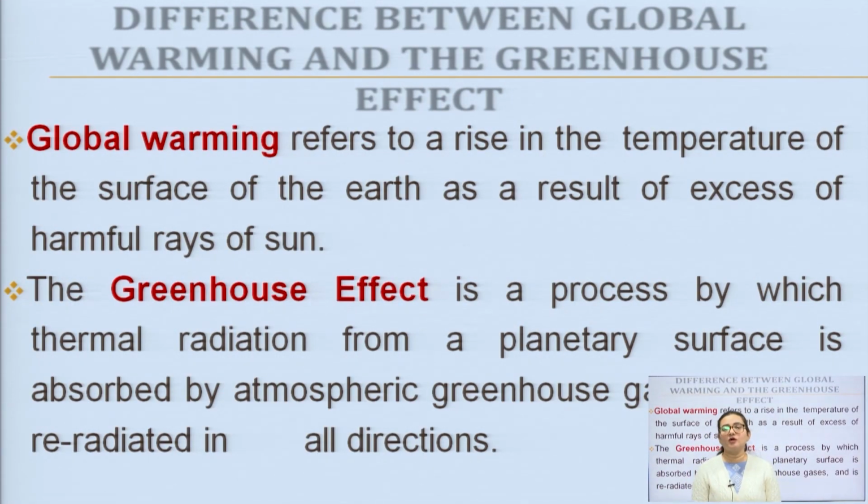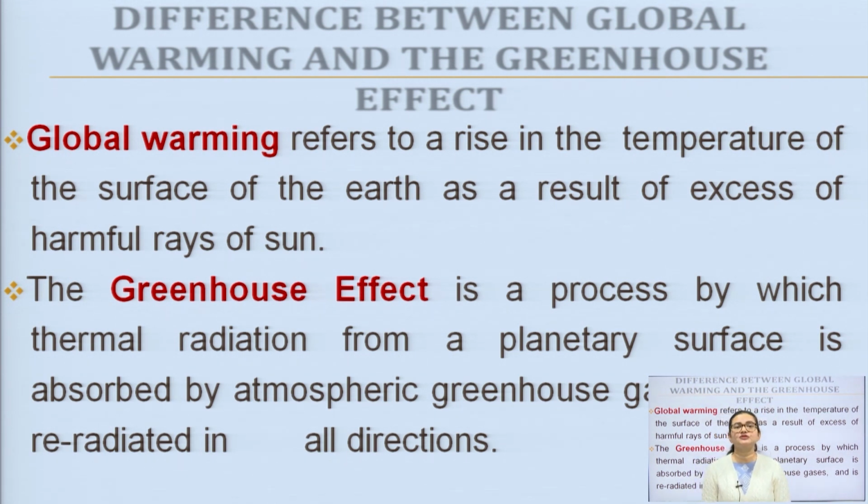Difference between global warming and the greenhouse effect. Global warming refers to a rise in temperature of the surface of earth as a result of excess of harmful rays of sun. The greenhouse effect is a process by which thermal radiation from a planetary surface is absorbed by atmospheric greenhouse gases and re-radiated in all directions. So, my dear students, the greenhouse effect is a process. These are two different things, and both are very different from each other. Let us understand in a better way.